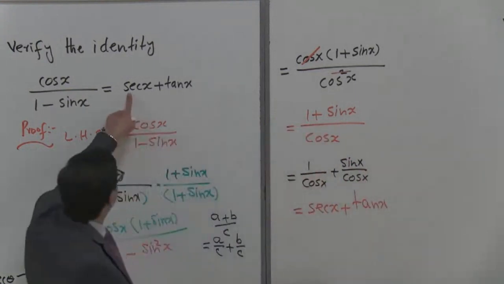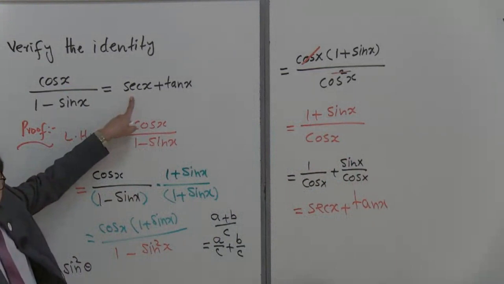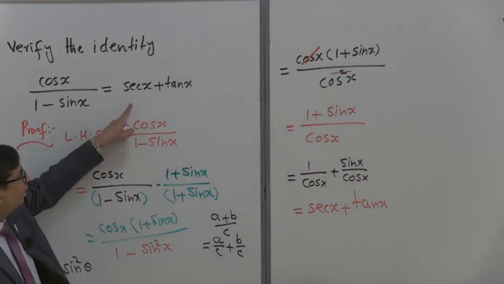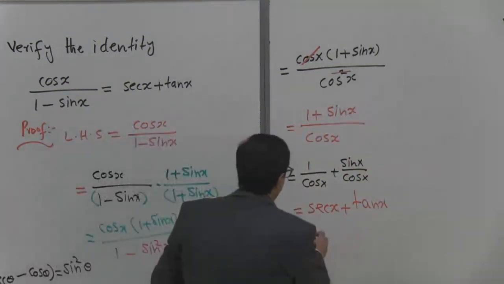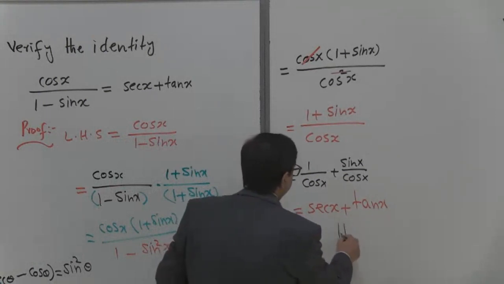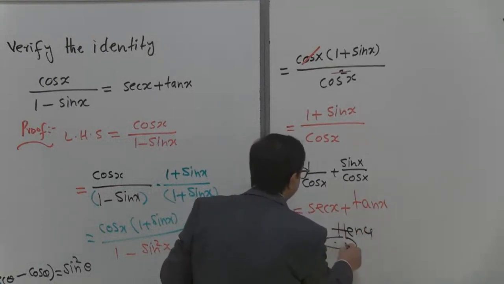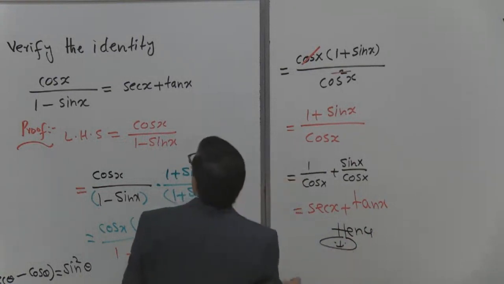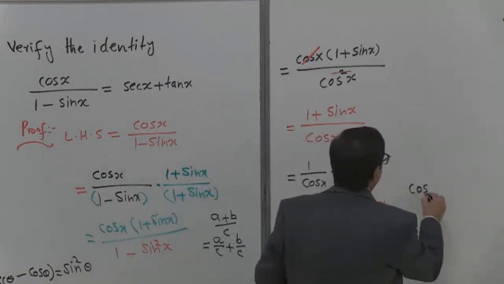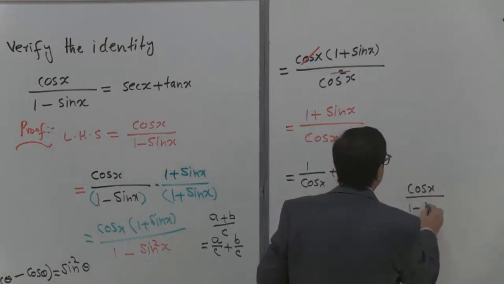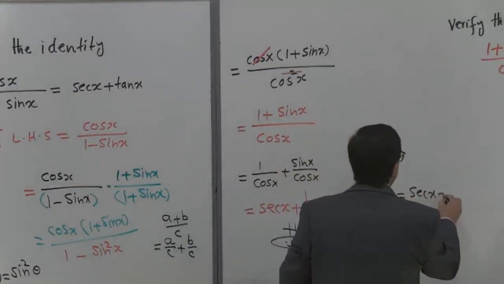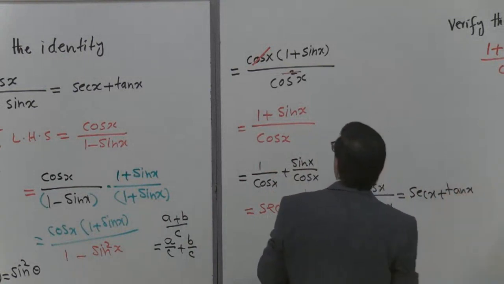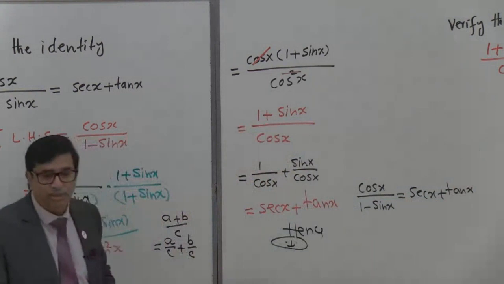Now see, if we compare with the given question, we can see this is the right hand side. Okay? So it means left hand side is equal to right hand side. And at the end you can say, hence, cosine x over 1 minus sine x is equal to secant x plus tan x. Okay, this is the final answer.